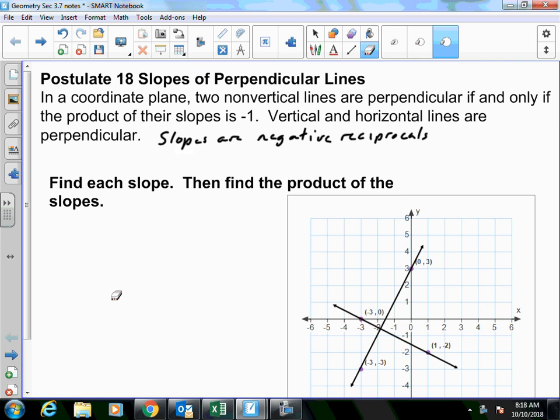Otherwise, we can take the slopes, and if we multiply the two slopes together and get -1 as the product, then that would tell us the lines are perpendicular as well. The reason that we can multiply them together and get -1 is that for perpendicular lines, the slopes are going to be negative reciprocals of each other. So in other words, you flip the fraction and change the sign to get the slope of the perpendicular line.